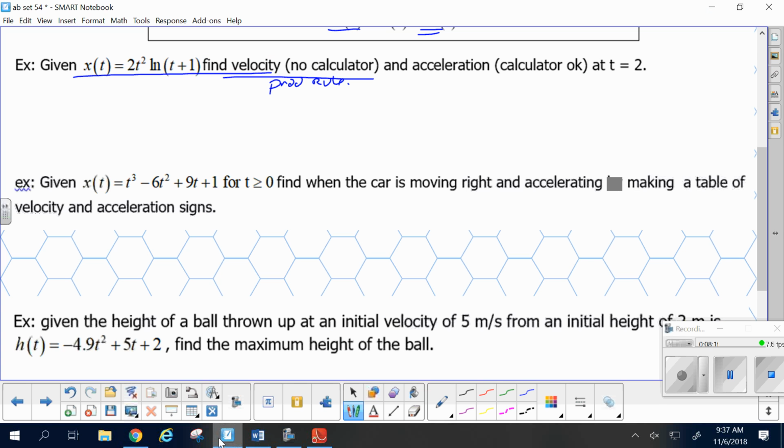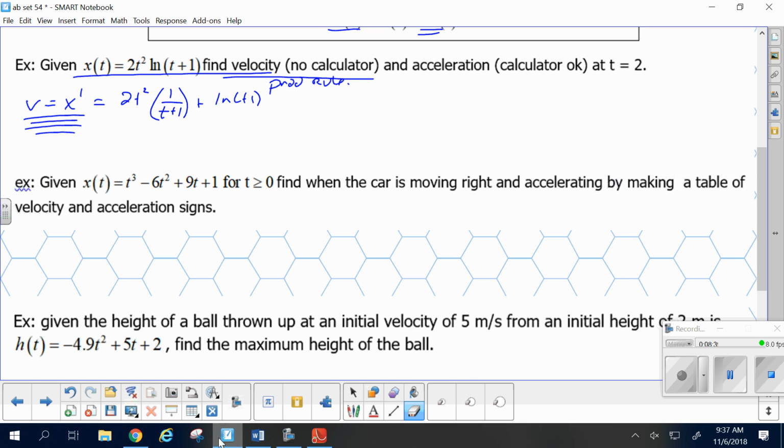Okay, so v equals x prime. You should always write the calculus relationship to communicate. Velocity is the derivative of a position. First is the same, derivative of the second, plus second is the same, derivative of the first.